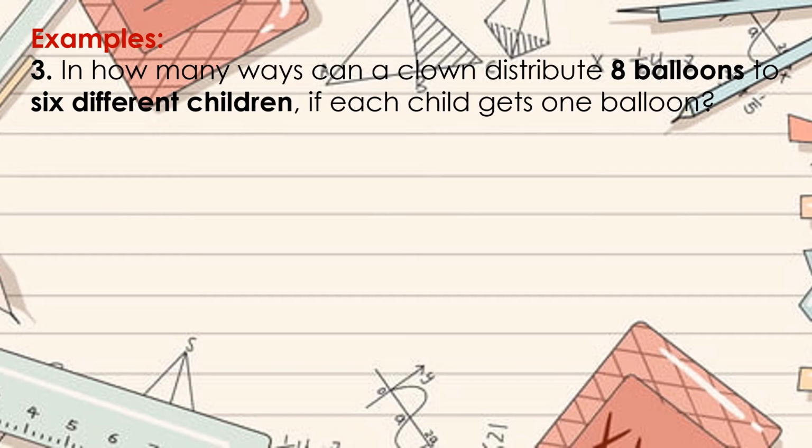Example number 3. In how many ways can a clown distribute 8 balloons to 6 different children if each child gets 1 balloon? So medyo complex ito. Bakit? Kasi mayroon tayong 6 na bata at hindi naman pwedeng itong 6 na bata na ito ay tig-wa-walong balloons. Dahil ang given dito ay 8 lang ang balloons. So, paano natin makukuha ang number of outcomes?